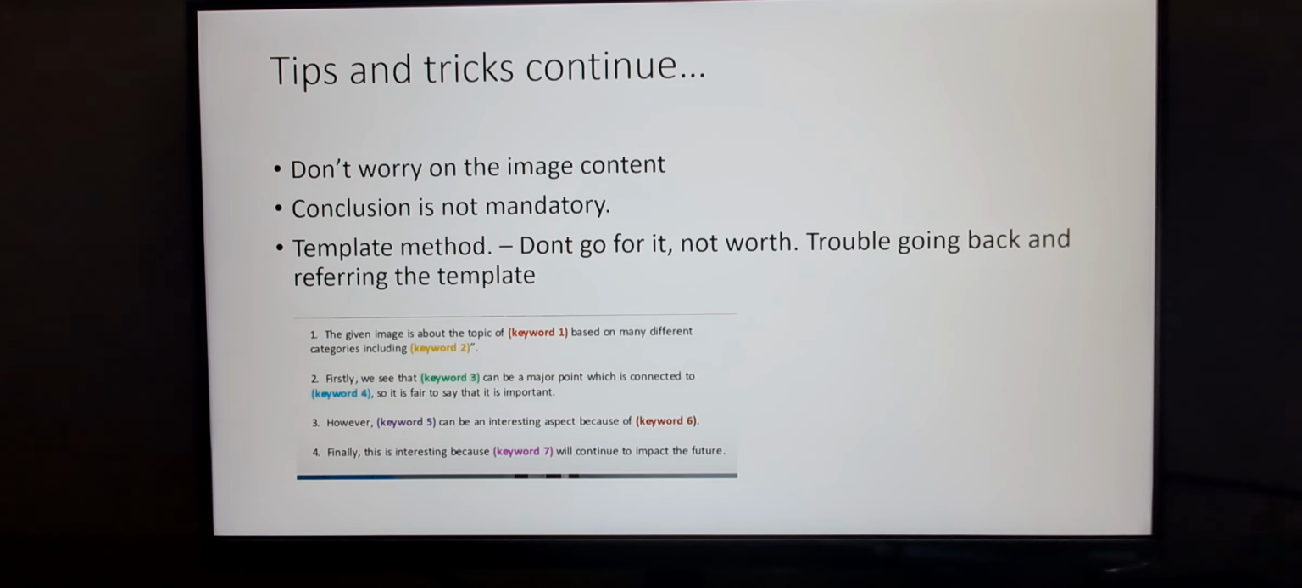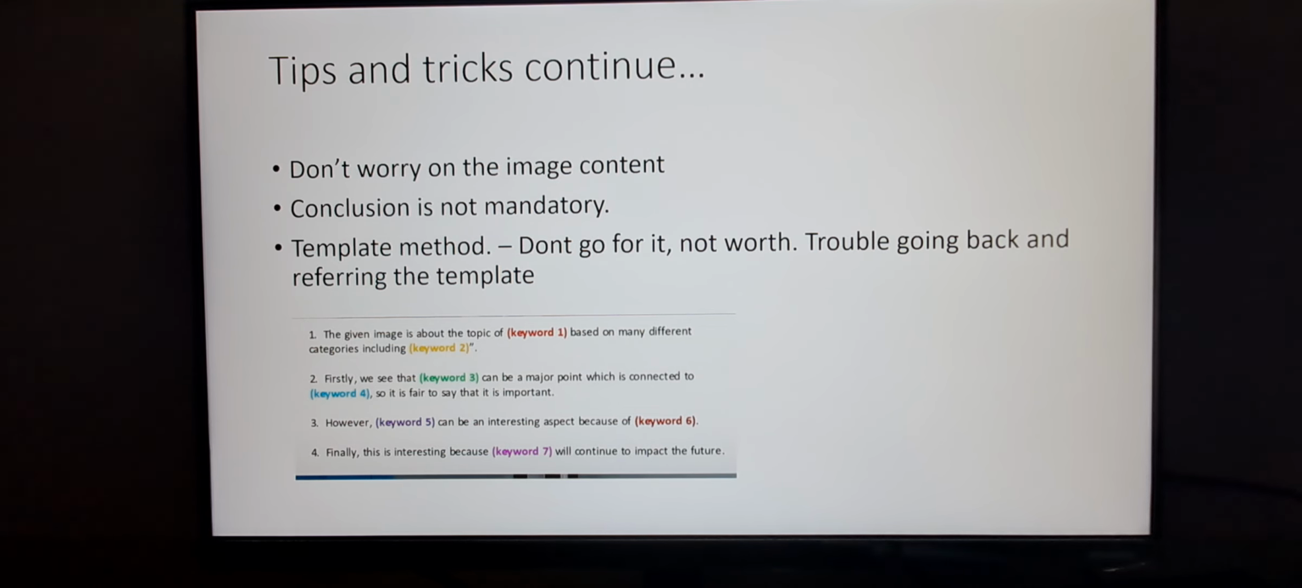Template method. Now this is what many people are asking: what's the best template? Is it working or not? What template should I use? Guys, I have never used any template in Describe Image, to be honest. If you are going for the template method, I would request you don't go for it.